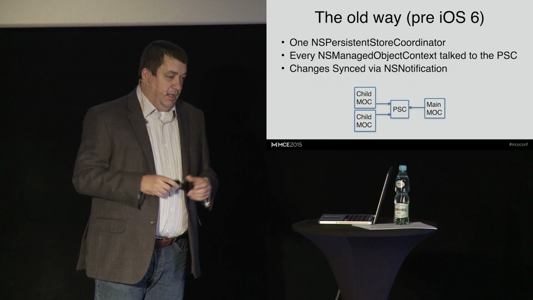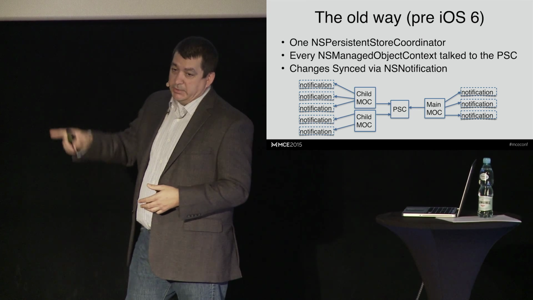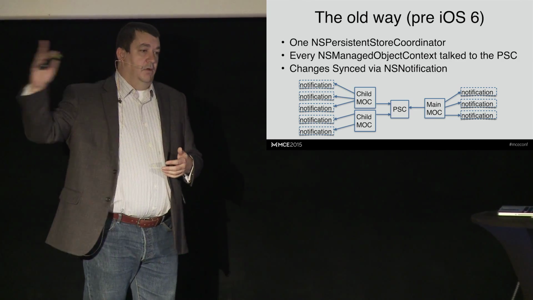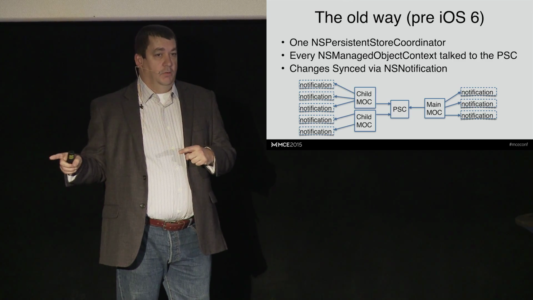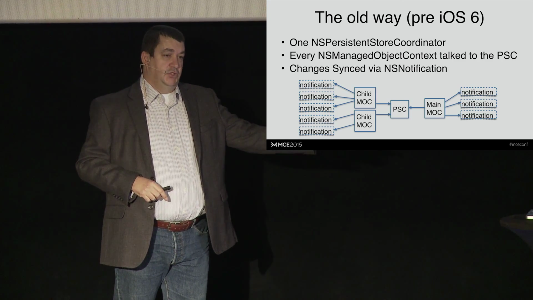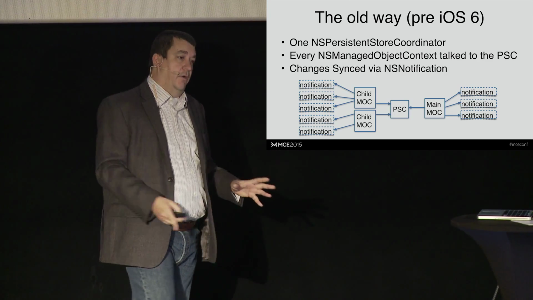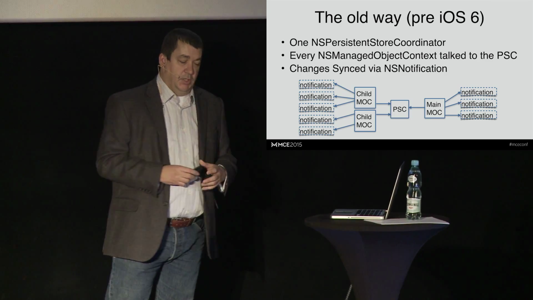The problem with this is that any time you made a change in any managed object context, it had to notify the other managed object contexts. And it notified them in a very public way, to the point where you had to write code to say that this got changed here, and I need that change over there. You had to handle that cross traffic between the managed object contexts.